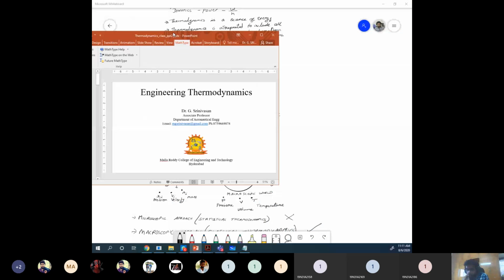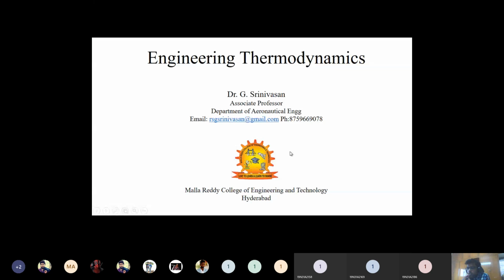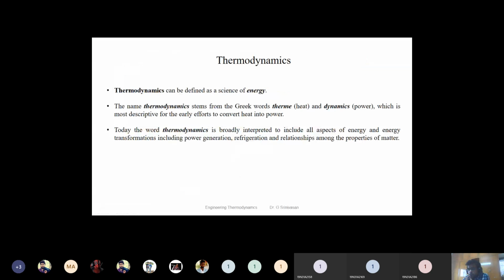Okay. So in the last class, I started with the introduction about thermodynamics, what the subject deals with, and as I said, it is the science of energy. The word thermodynamics comes from those earlier days, when we were looking for getting some useful work done through heat. Why that heat energy, in what way we can use it. So those early efforts were all for conversion of heat to power. That is why, through Greek words, the word thermodynamics came into existence.